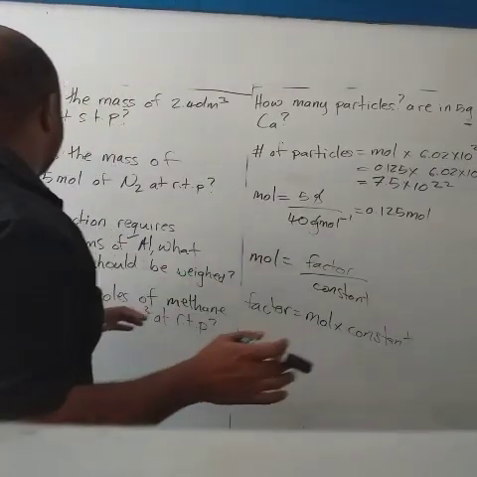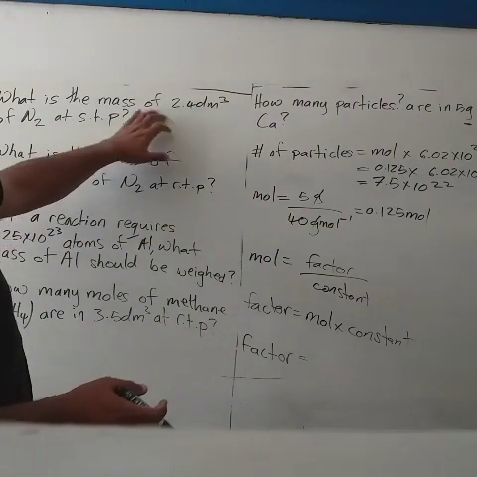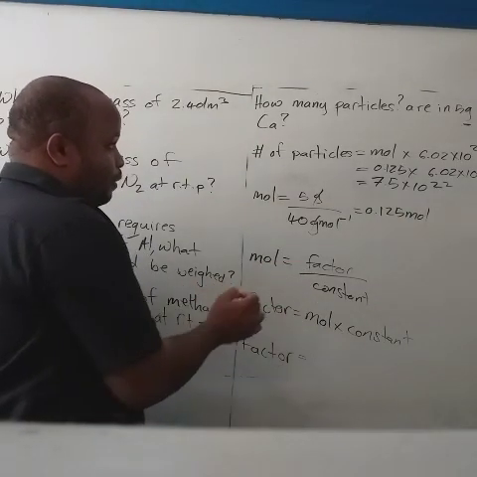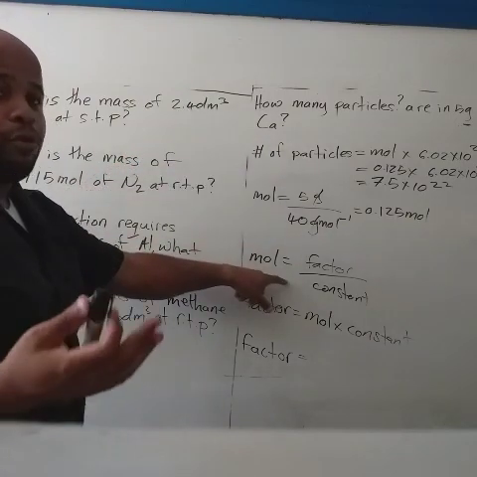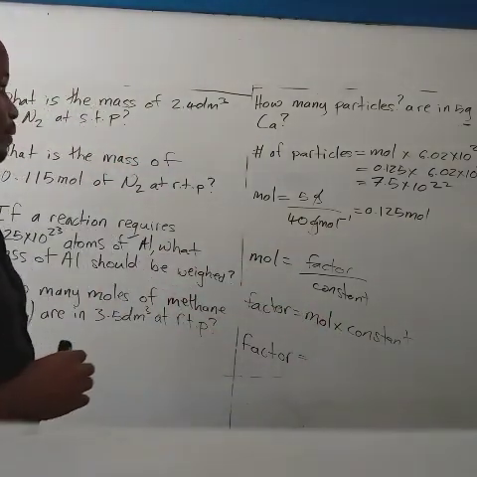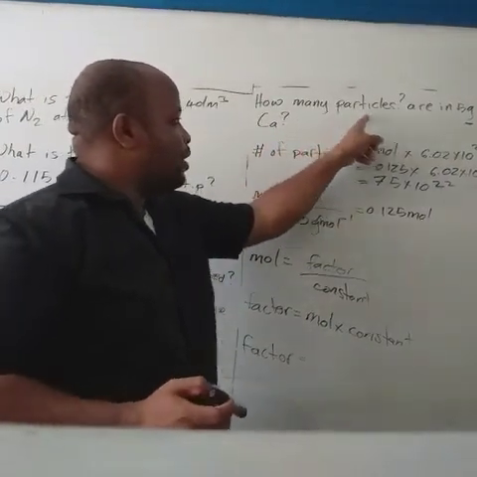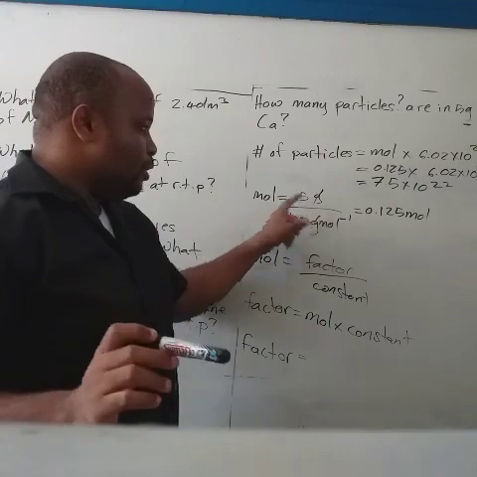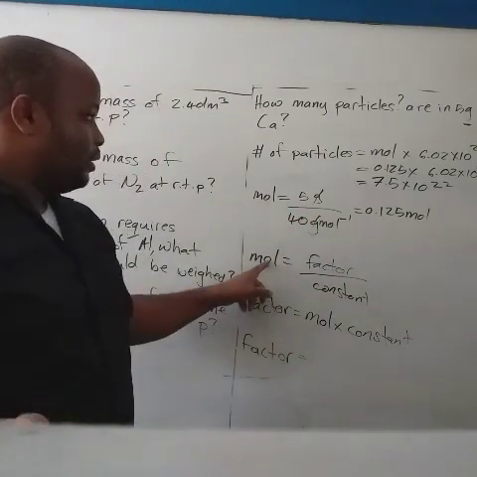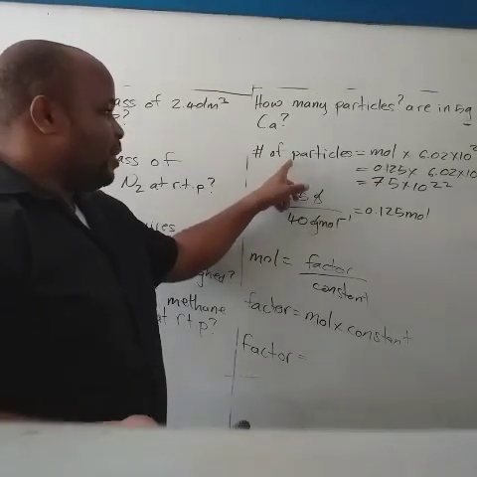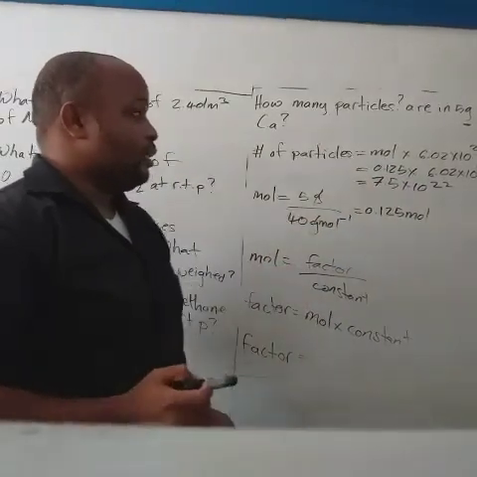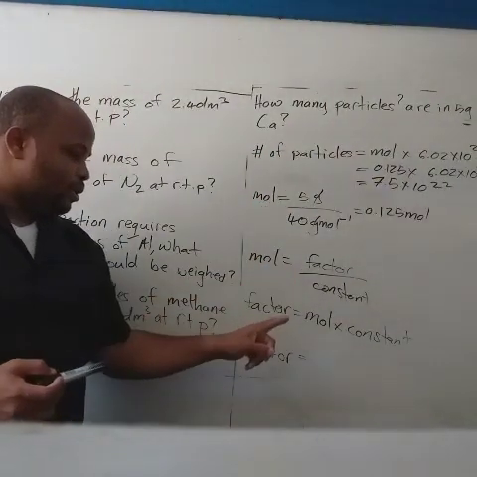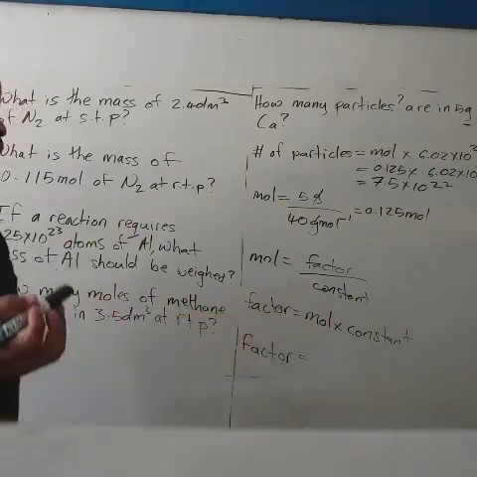So in the third scenario, where you are given a factor like this one and asked to find the next one, it's a combination of step 1 and step 2. So first, convert whatever factor you are given into moles and multiply it by the constant. So like here, it says how many particles are in 5 grams of calcium. The first thing you did, you converted the 5 grams into moles. So you did step one, and then you performed step two, finding the number of particles, which is mole times constant. So when you are given one factor and asked to find the next one, it's a combination of step one and step two. All right, and that's that.